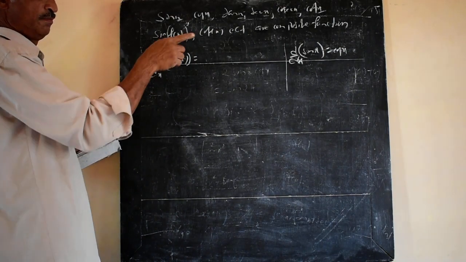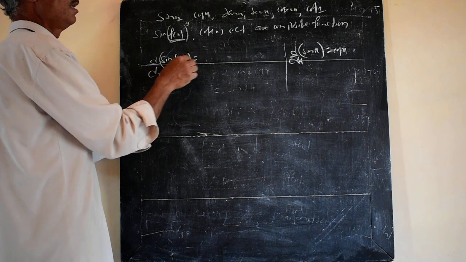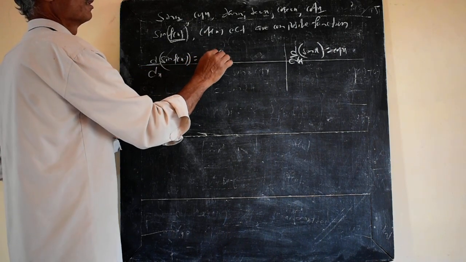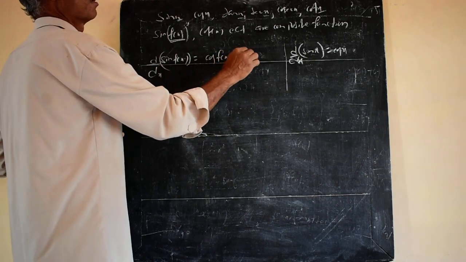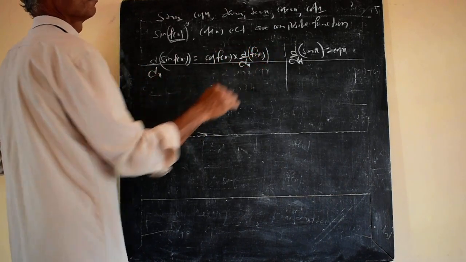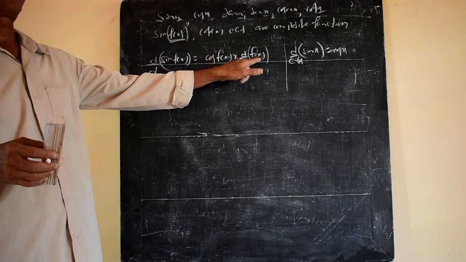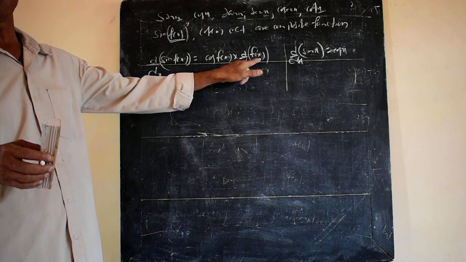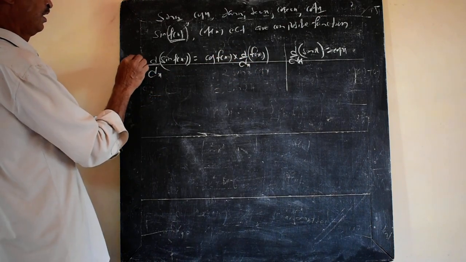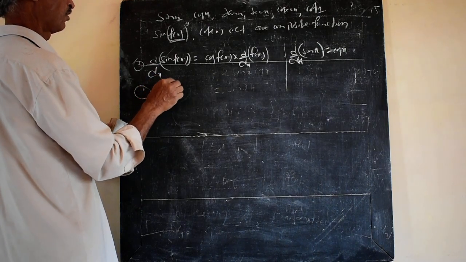Similar to that, simple function differentiation, composite function differentiation will always be there. Now, what is sin differentiation? Cos f of x, but with an extra factor d by dx of f of x. Always in composite function differentiation, an extra factor d by dx of f of x should be multiplied. Okay, second one, d by dx of cos f of x.